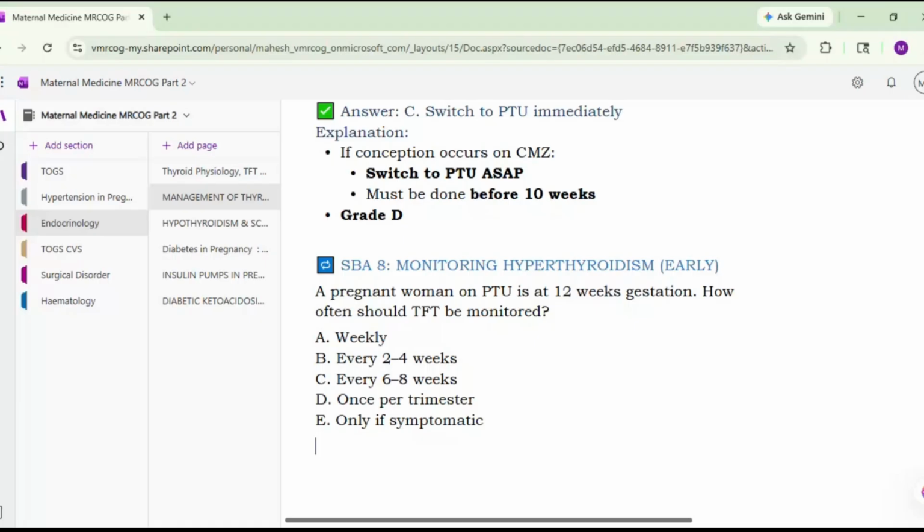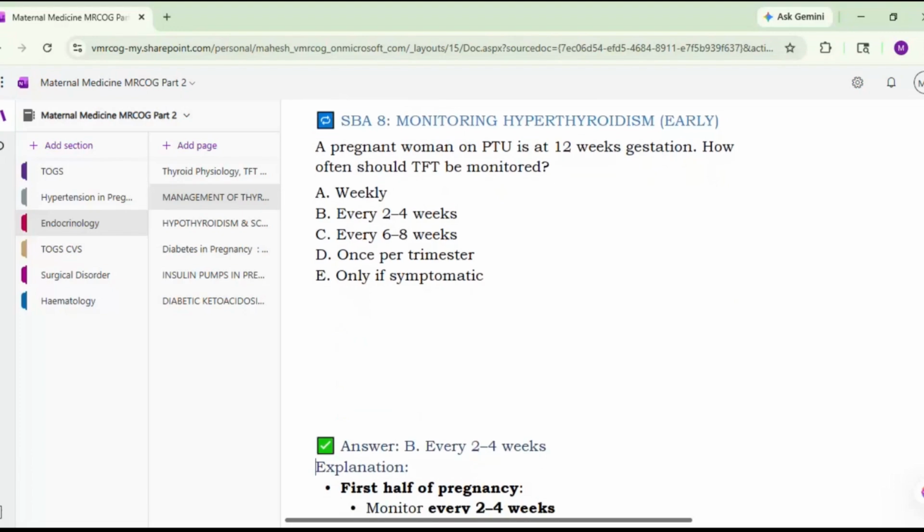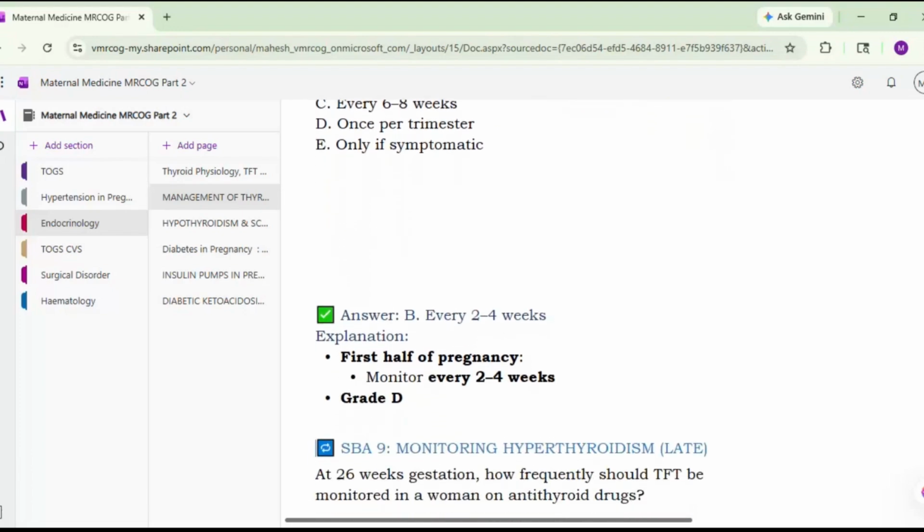So in a thyrotoxicosis patient, the first half of pregnancy needs more frequent monitoring and the second half less frequent. First half, every 2 to 4 weeks; second half, every 6 to 8 weeks. Okay, first half every 2 to 4 weeks.